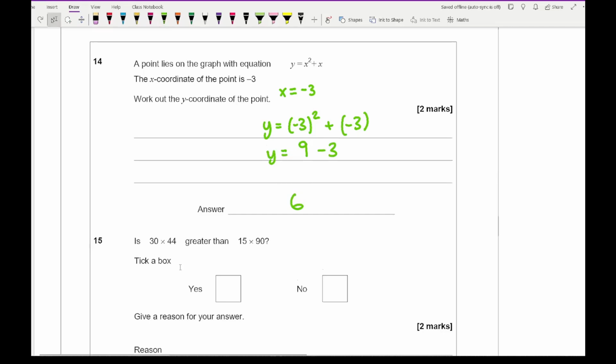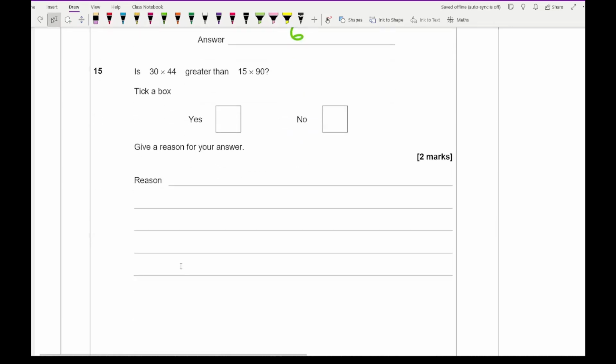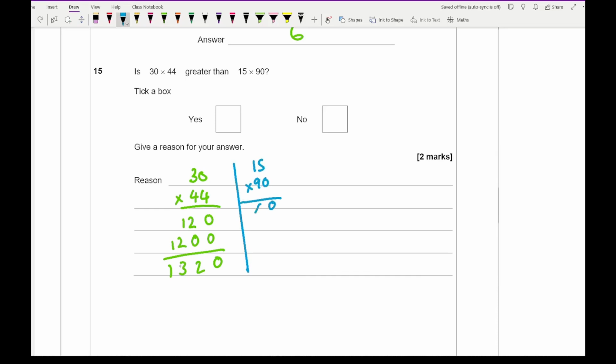Then moving on to question 15, it asks, is 30 times 44 greater than 15 times 90? So what we actually need to do is work this out. So if I do 30 times 44, you could use any method you want. So here I get 0, and then I get 12, add a 0, 0, and then 12. So I get 1,320. And then if I work out 15 times 90, I get 0, 0, and then 45, 9, 13. So I get one answer is 1,350.